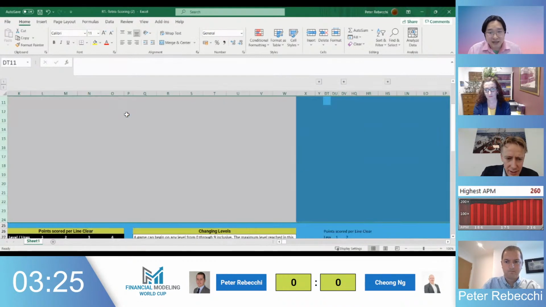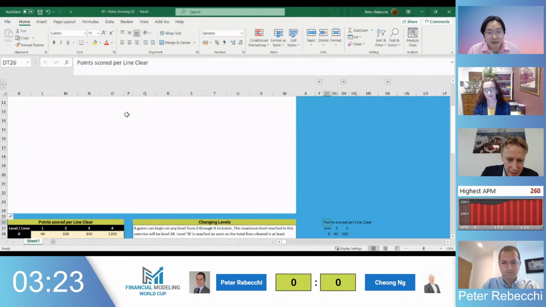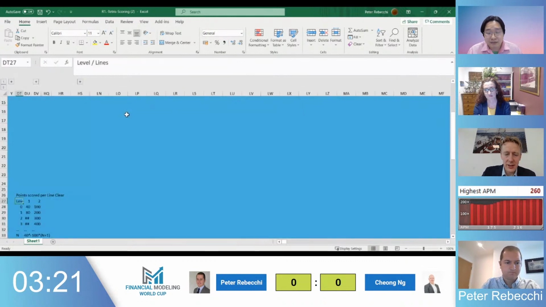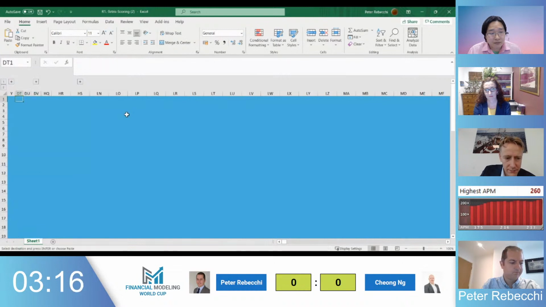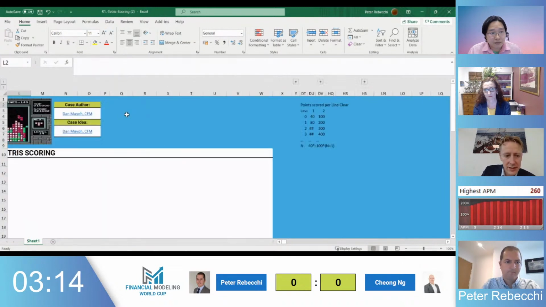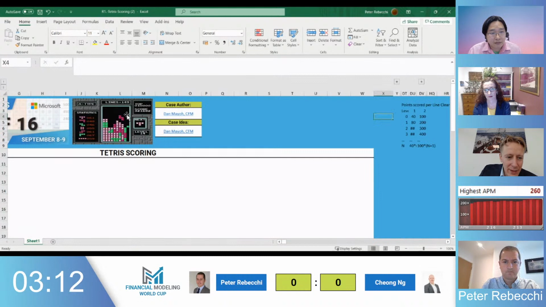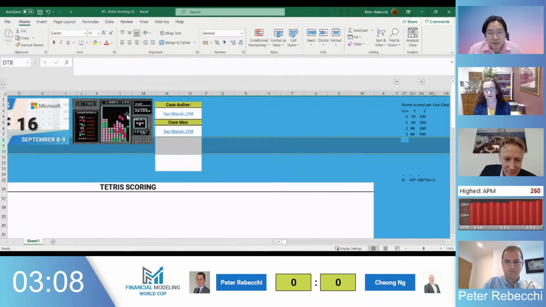Actually, I imagine that in this case, it's exactly like that. So basically, it's every 10 lines, it's the next level. At least that's how the case is designed over here. But I think Dan might have more comments on that in the final session tomorrow.